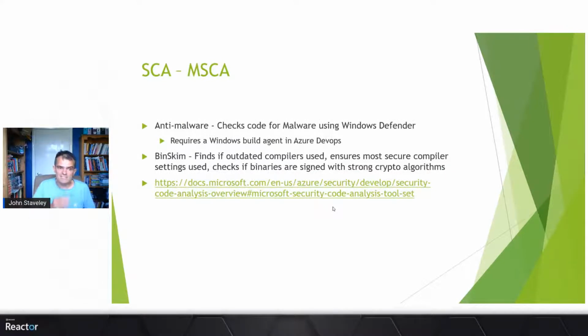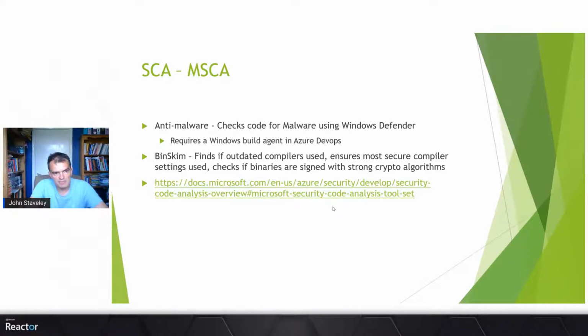NCSA, an anti-malware check. For each of the checks so far, they're all great, but I can check actual malware into my source code, and that will be completely fine. None of the checks I've done so far will actually pick that up. This runs Windows Defender against my code to make sure there isn't any malware in it, but it does require a Windows build agent in Azure DevOps to run properly, obviously because it's got Windows Defender on it.